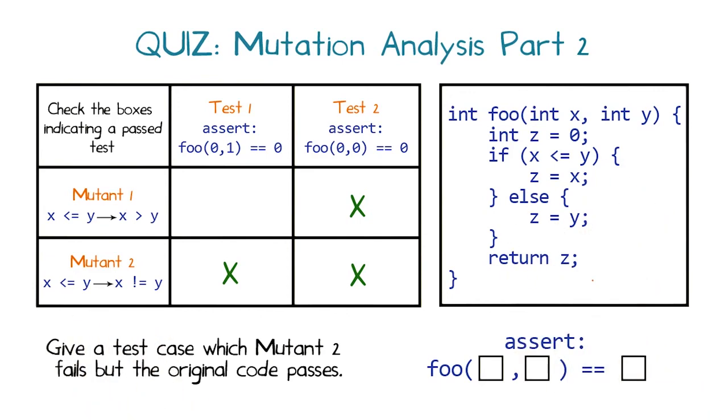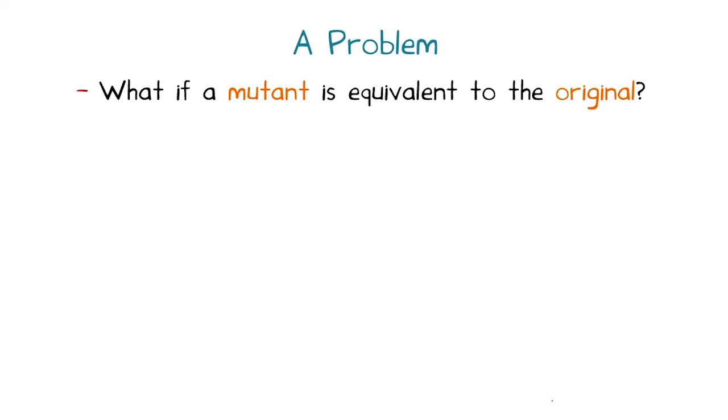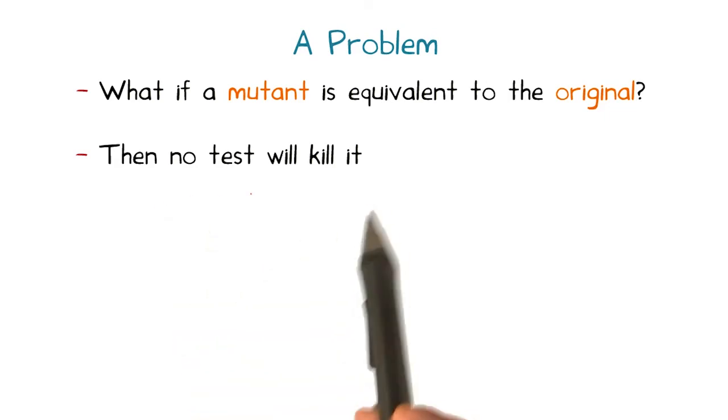While mutation analysis is a powerful tool for measuring the quality of a test suite, one problem that could arise is that a mutant is created which is equivalent to the original program. That is, every input to the mutant program will generate the same output as the original program. Since our testing protocol relies on observing differences between the original program's behavior and the mutant program's behavior, we will find ourselves in a situation where no test kills the equivalent mutant.